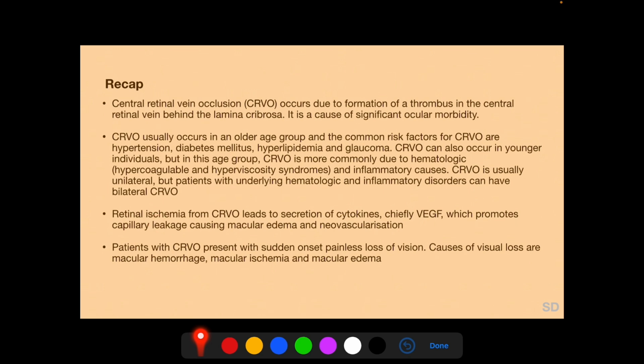Retinal ischemia from CRVO leads to secretion of cytokines, chiefly VEGF, which promotes capillary leakage causing macular edema and neovascularization. Patients with CRVO present with sudden onset painless loss of vision, and causes of visual loss in CRVO are macular hemorrhage, macular ischemia, and macular edema.